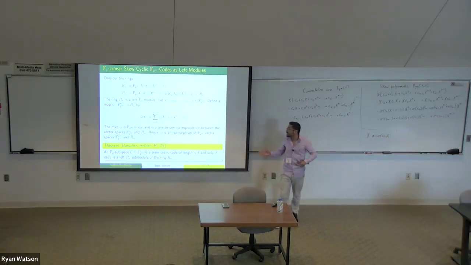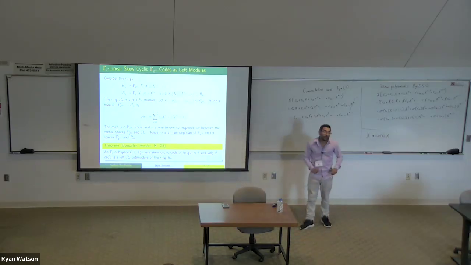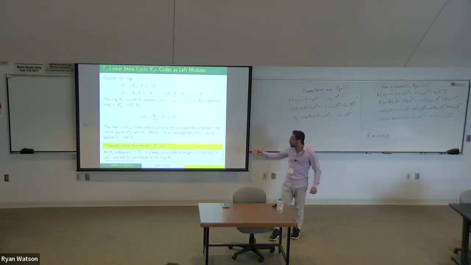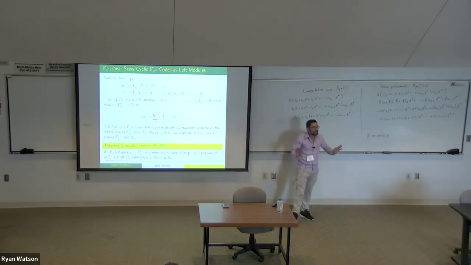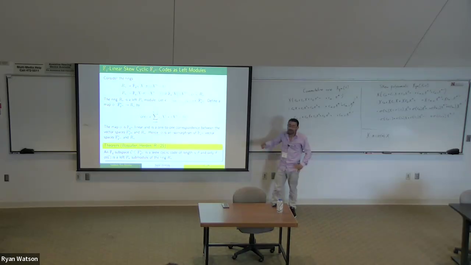And if I do that, then I can notice that any F_q subspace is a skew cyclic code if and only if the image under this map is a P_n submodule of the ring R_n. So instead of thinking about a code having the property of invariance, I will instead think about trying to identify how every single P_n submodule of R_n looks like.